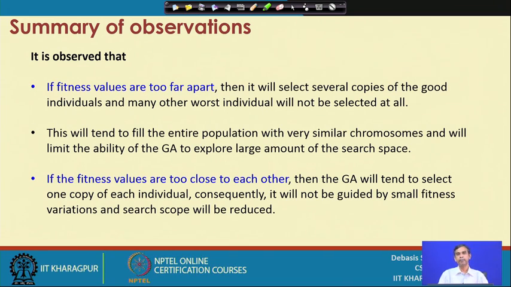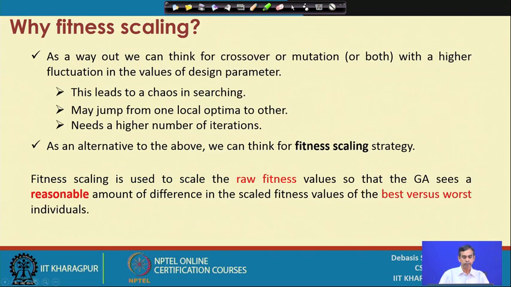So, basically reduced search scope will be explored. Both the situations have their own limitation. This means that we should have the fitness values of the individuals in such a way that the gap between the highest and lowest should not be too narrow, nor too wide. There should be some reasonable gap. How this reasonable gap can be ensured, we will discuss, and there are different techniques.